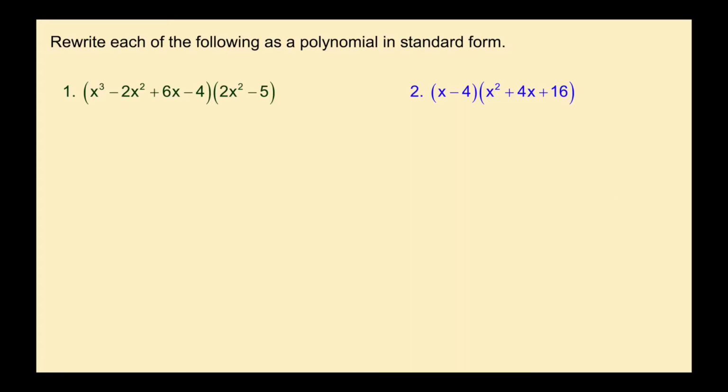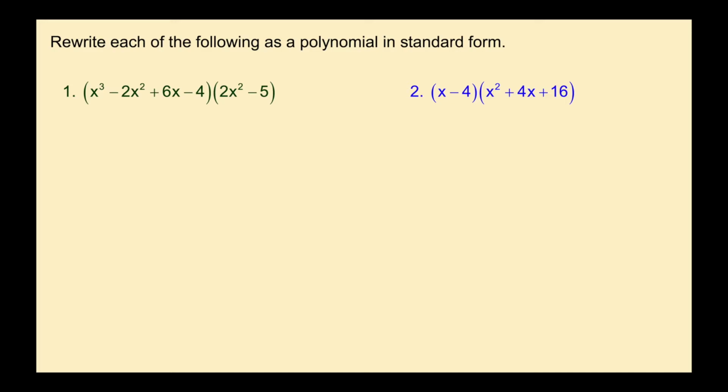Now for the examples here, go ahead and multiply these out. If you would like to use the distribution method, you could just take this 2x squared and distribute it to all four. Then take the negative 5, distribute it to all four, and combine, or you can continue to use the area model. Again, for number 2, I would take the set of parentheses that has the smaller number of terms, so in this case x minus 4, you could distribute the x into all three and then distribute the negative 4 into all three and combine like terms, or you can use the area model.